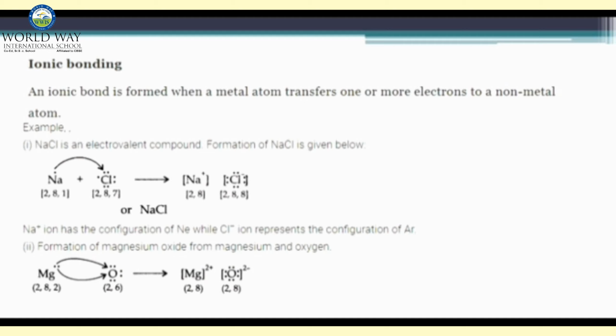Likewise, another example is magnesium and oxygen. There are two electrons in the outermost shell of the magnesium atom which get transferred to the oxygen atom. After the ionic bond formation takes place, magnesium turns into Mg2+ and oxygen turns into O2-, and both achieve the stable configuration of 2,8.